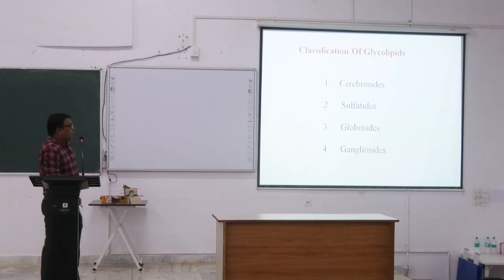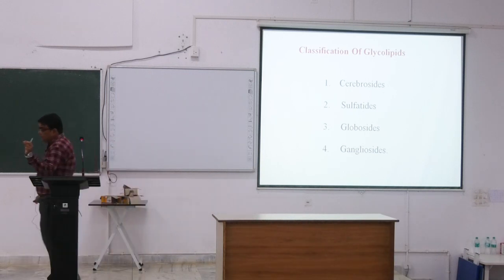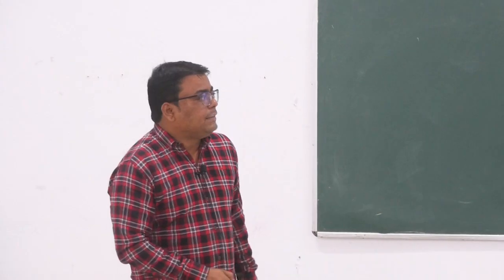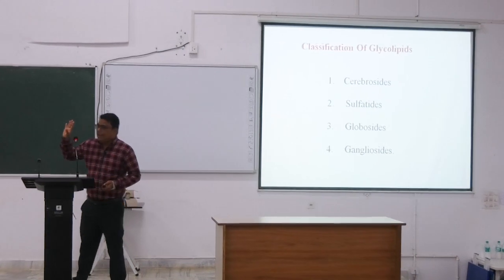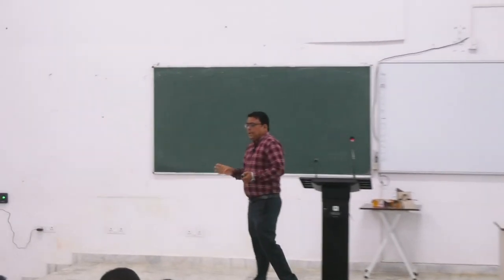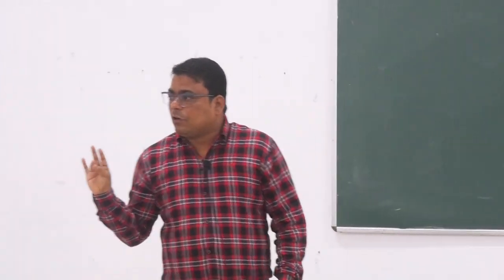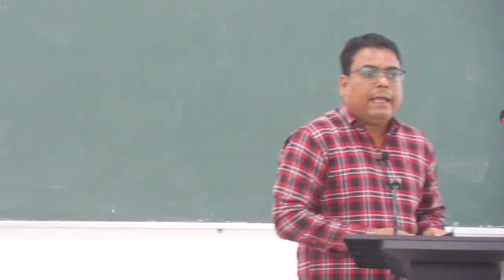Okay? Now, the classification of glycolipid is on the basis of some special additional group connected with it. The first ones are cerebroside, sulfatide, glucoside, and ganglioside. Okay? And same as phospholipids, where the phospholipids have lecithin, phosphatidylserine, phosphatidylinositol, the same kind of structure is present in the glycolipid also. Okay? Now we see the structure.